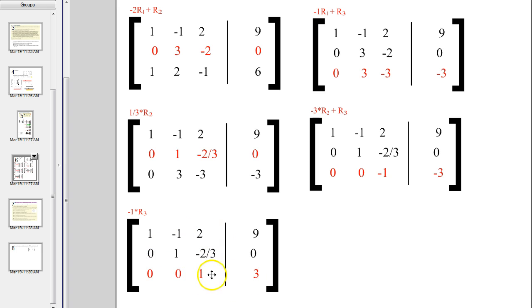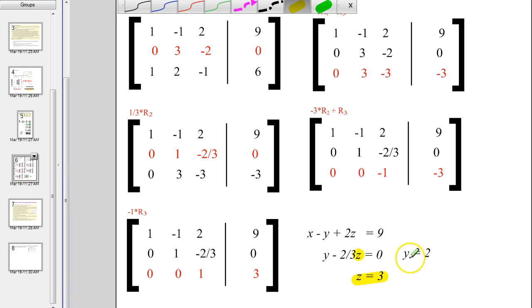This tells me right here z equals 3. So y minus 2/3 times z, so that's y minus 2/3 times 3. Well, 2/3 times 3 is just 2. So I get y minus 2 equals 0. Add 2 to both sides, and you get y equals 2. And now I have z and y, and I'm ready to go into the top equation and solve.